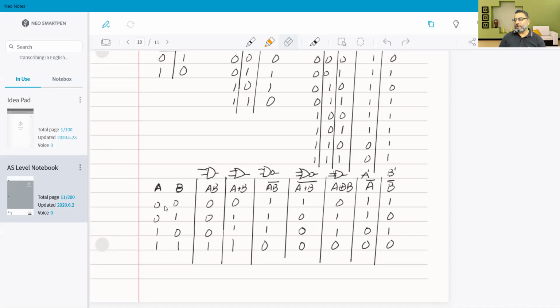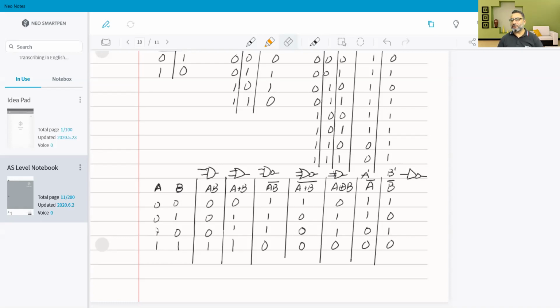Only NOT gate would have one input, and the rest of the gates would always have at least 2 inputs. NOT gate would always have in every case just 1 input. So A naught is the inversion of whatever the input in A is.